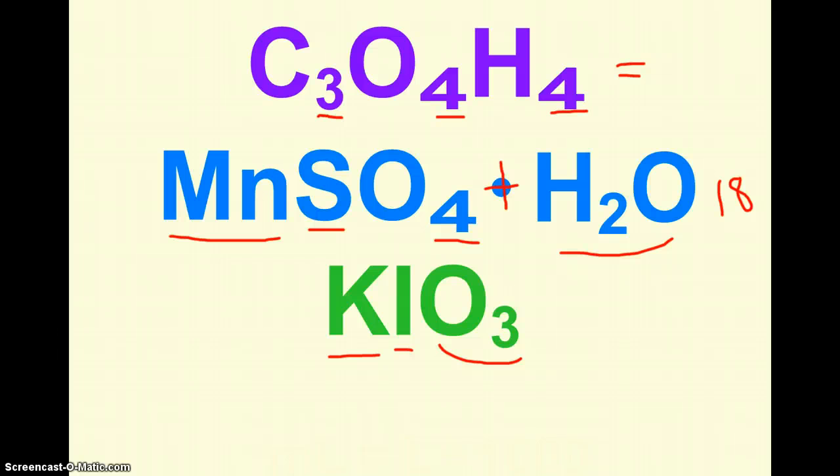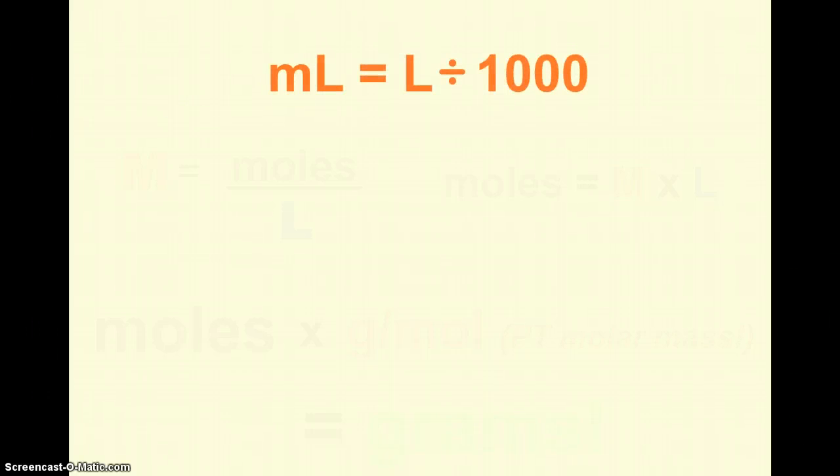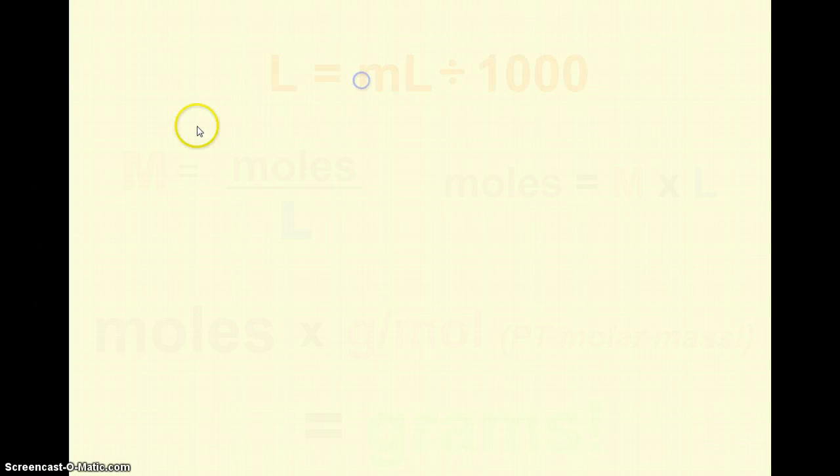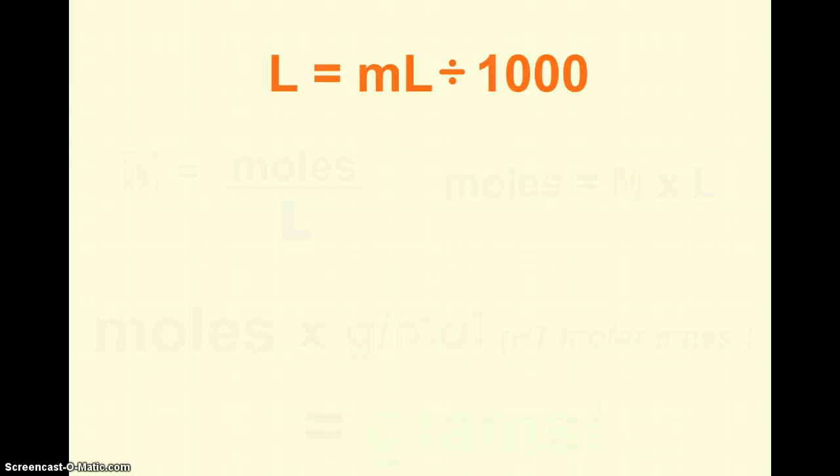But for all 3 of those solutions, we do the same thing. First thing we have to do is change milliliters to liters, because all of them are requiring us to make 50 milliliters of solution. To get our liters, we divide milliliters by 1,000. So 50 milliliters divided by 1,000 is how you're going to get the liters in order to do these calculations. And it should come out to be 0.05, in case you're wondering.